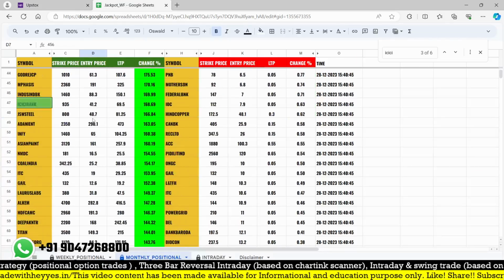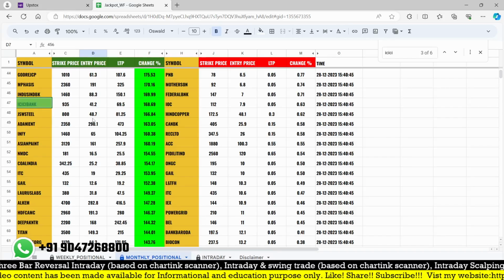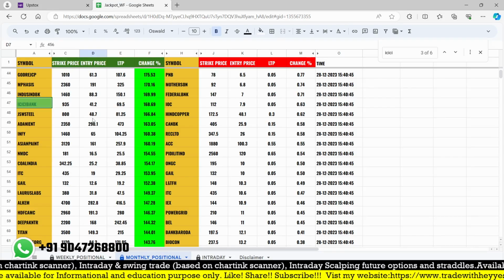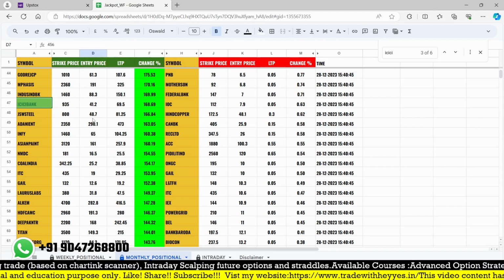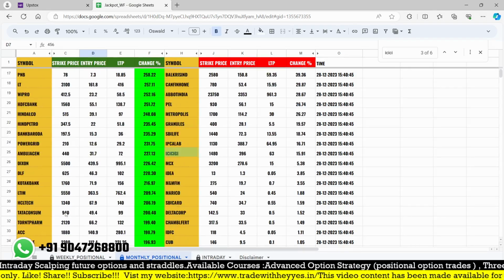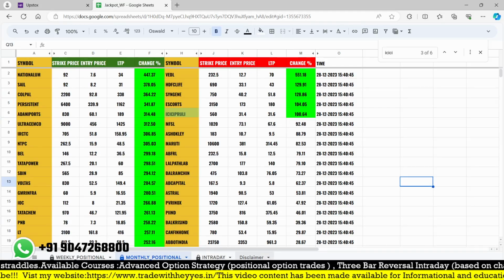So from these 55 stocks, based on our advanced option strategy, I'm not going to take 10 to 20 trades in a month. I'm just planning 3 to 5 stocks per month. It's good enough to achieve your 5 to 10% target. So you need to plan for that. You can apply our strategy, or you can apply your own strategy too.